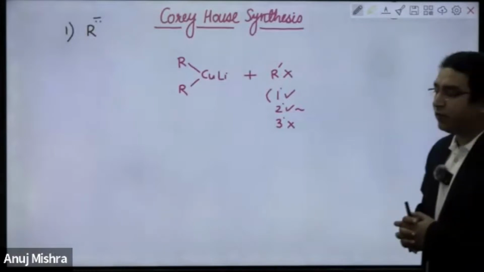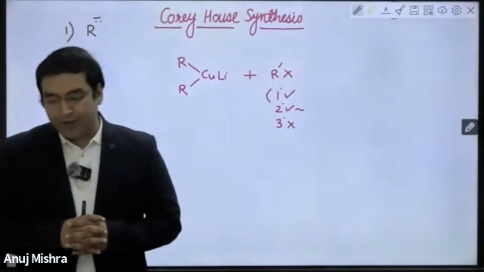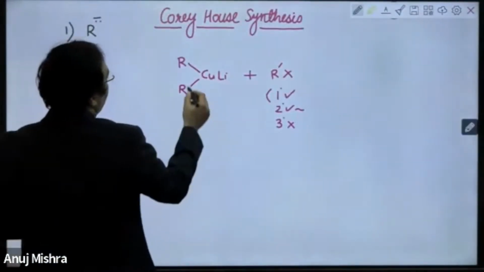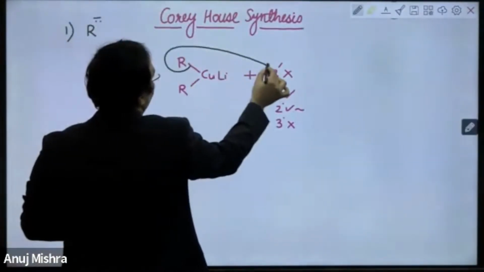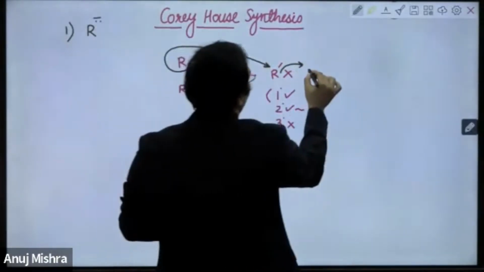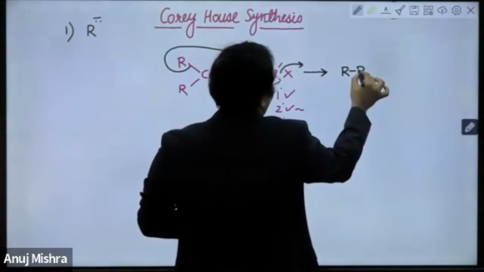So that we enter 12th with full confidence, right? Chalo. So we write R' X. This is R minus. Now what normally happens with R minus? This R minus goes and attacks R', and this X is out. So what is the product of this? R R'.